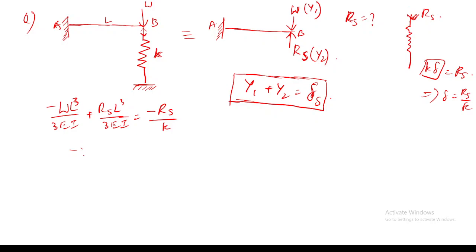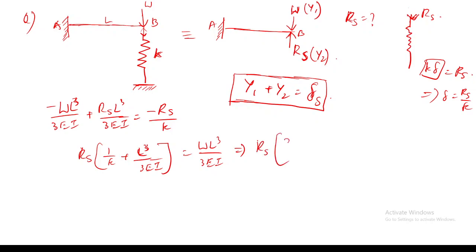For example, if I'm taking Rs to one side, Rs into 1 by k plus L cube divided by 3EI, which is equals to WL cube divided by 3EI. From this, I can write Rs as, multiplying, Rs is equals to (3EI plus KL cube) divided by K3EI, which is equals to WL cube divided by 3EI.